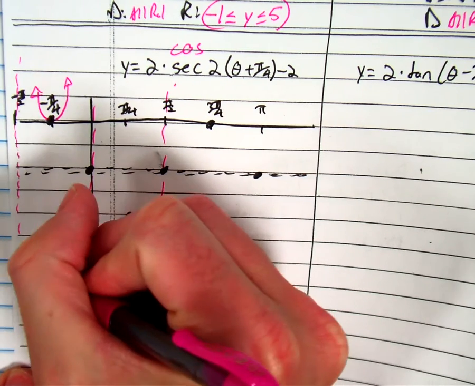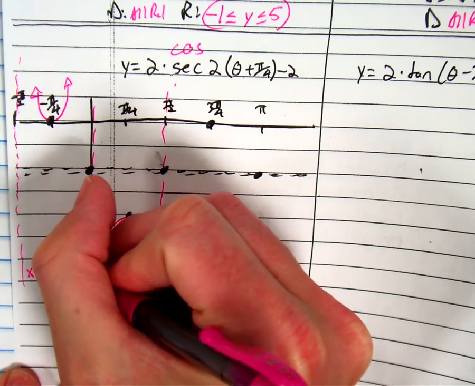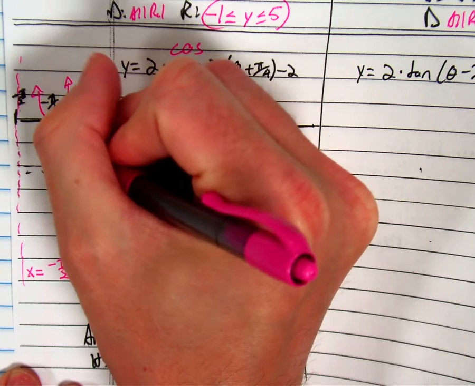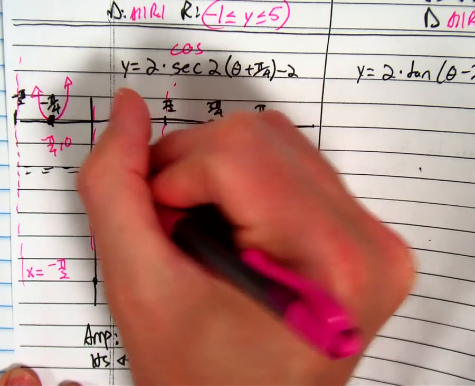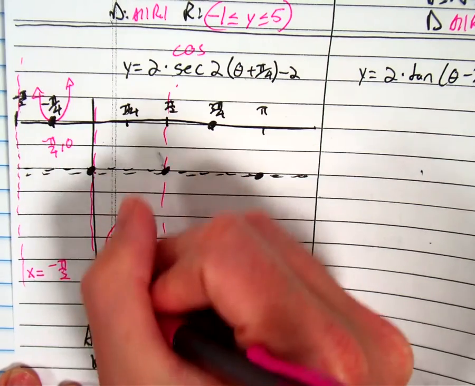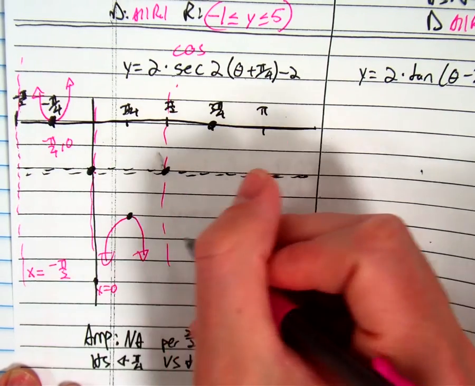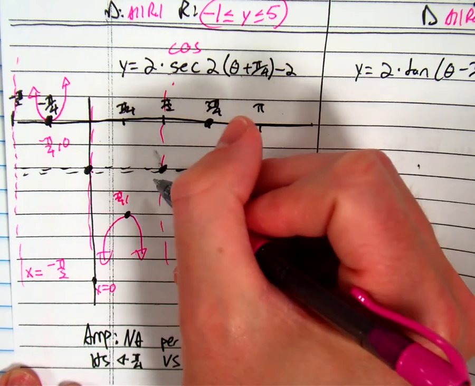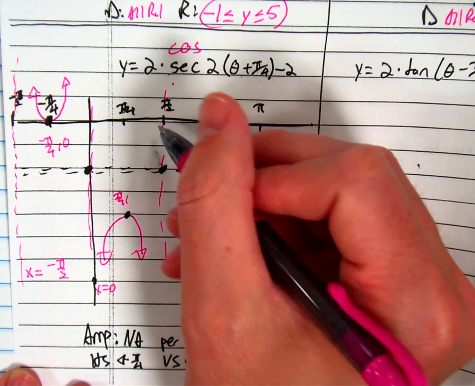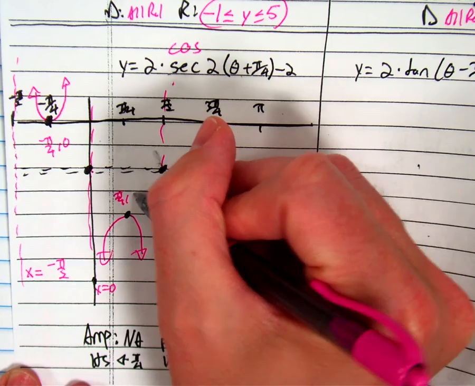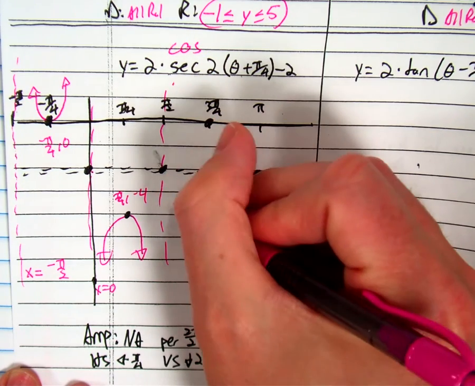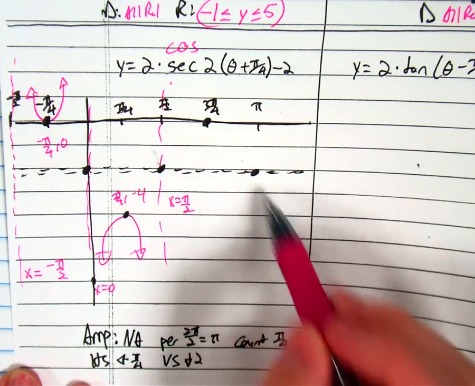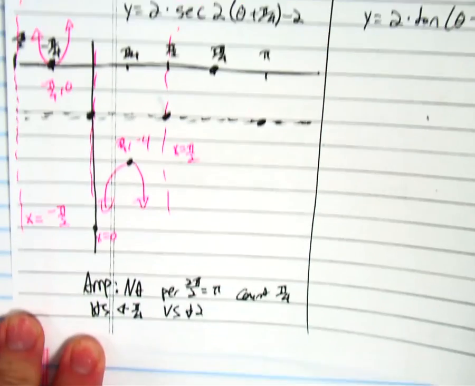Labels, asymptotes are vertical lines. So that's x equals negative pi over 2. This is negative pi over 4, comma 0 for that dot. This is an asymptote at x equals 0. This dot is at pi over 4, comma negative 4. And this asymptote is at pi over 2. And we'll stop there. We didn't use those.